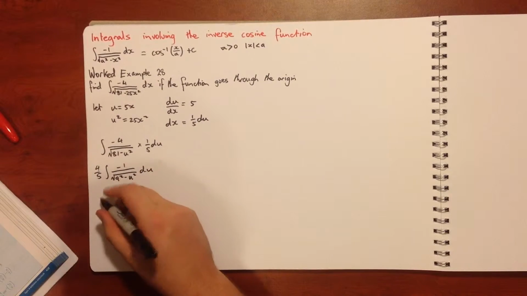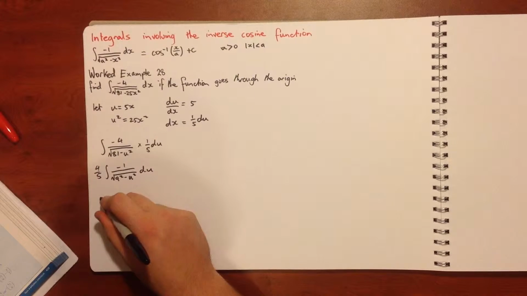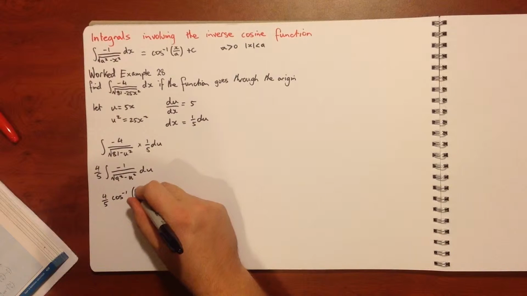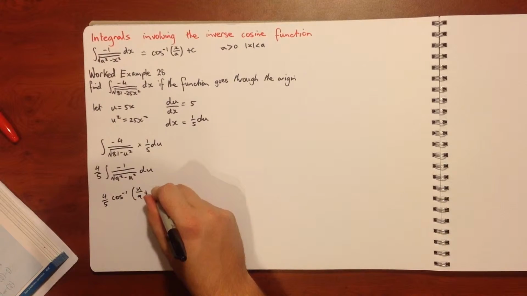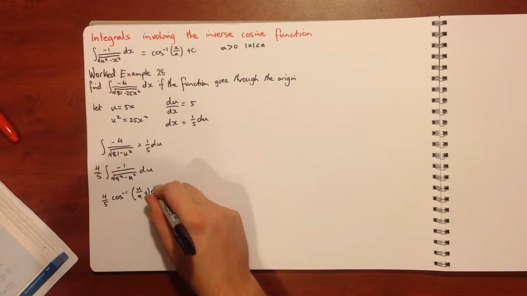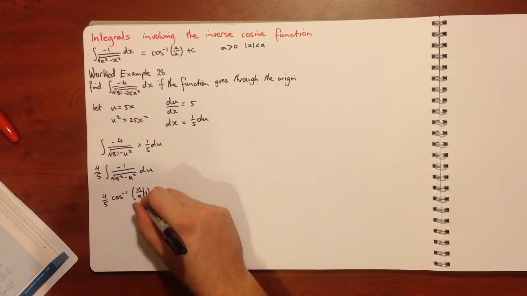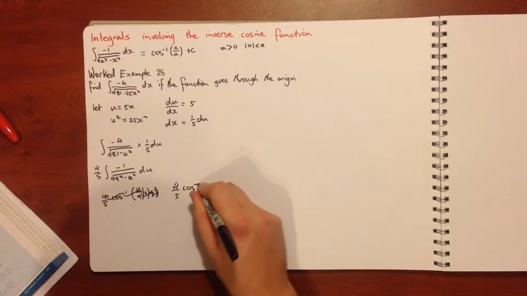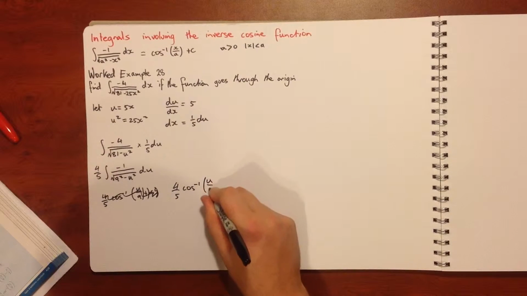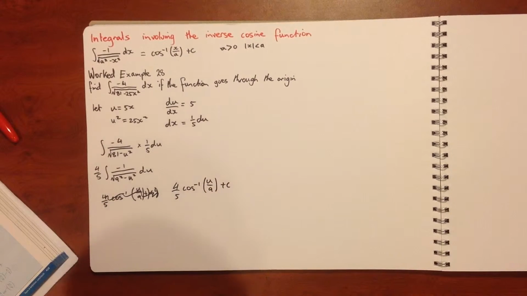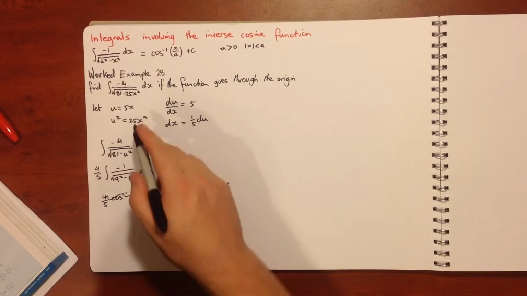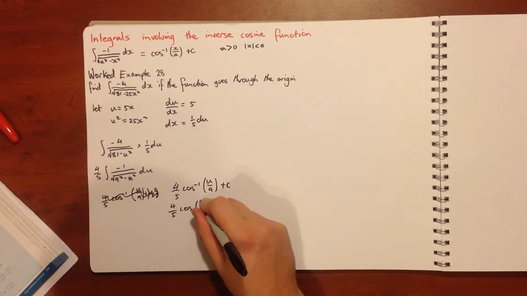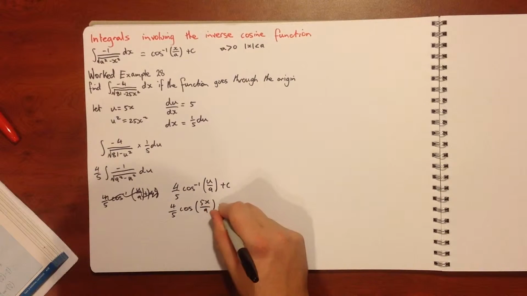That means we're going to get 4 on 5 times the inverse cos of u on 9 plus c. We sub our u back in, which was 5x, so we've got 4 on 5 times the inverse cos of 5x on 9 plus c.